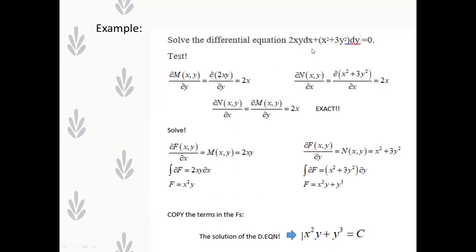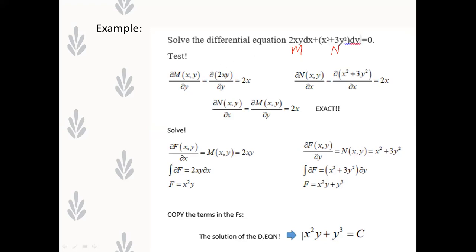Solve the differential equation 2xy dx plus the quantity x squared plus 3y squared dy equals 0. Let me annotate first. The m is your 2xy and your n is x squared plus 3y squared. Now, to test the exactness, if you recall in the first slide, you will partially differentiate m with respect to y. Why is that? Because the variable here in the differential of the m is x. So you will differentiate m with respect to the other variable, then that would be y.